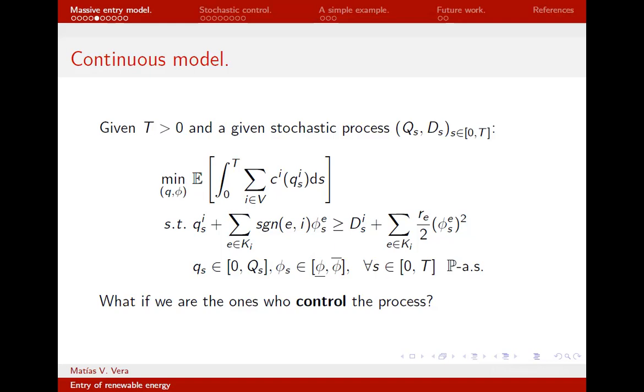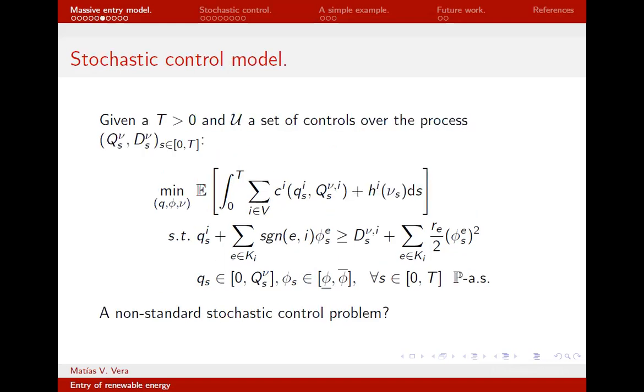So the interesting thing is, what if we are the ones who control the process, okay? If we're the ones who control the process, we're going to get a finite time and a set of controls over the process, and then we're going to consider this problem, in which we only add this term, which makes sense because controlling a process is never free. You have to invest, you have to do things, so you need to add a different price.